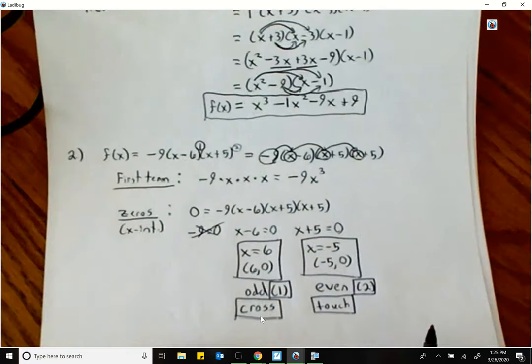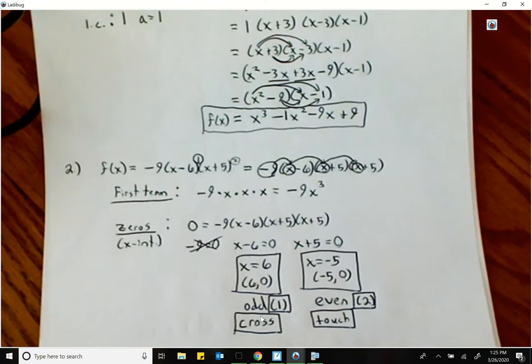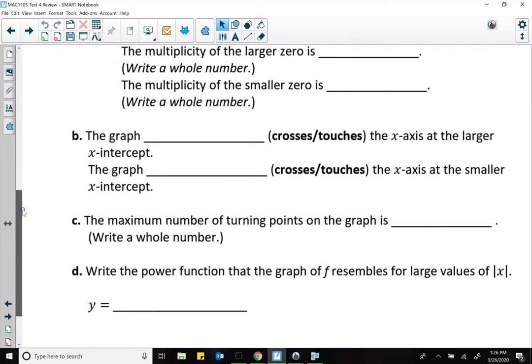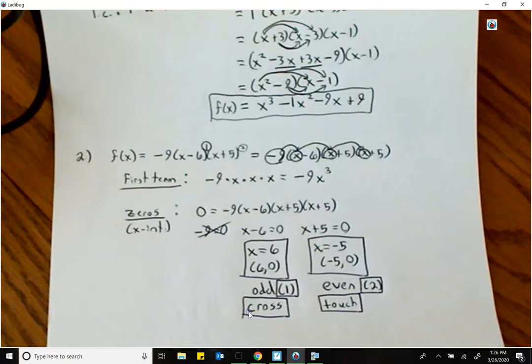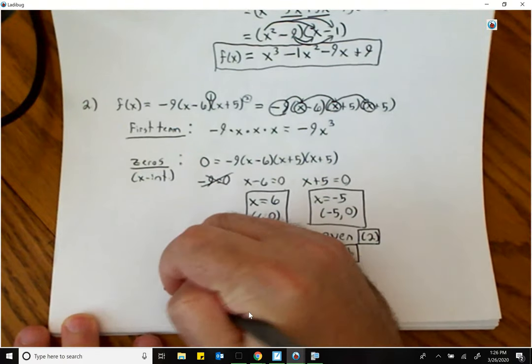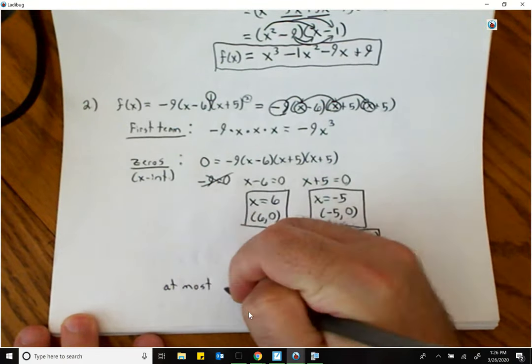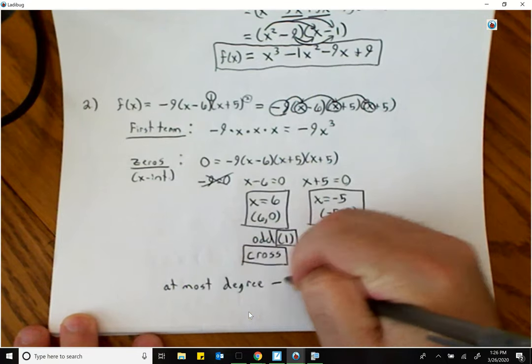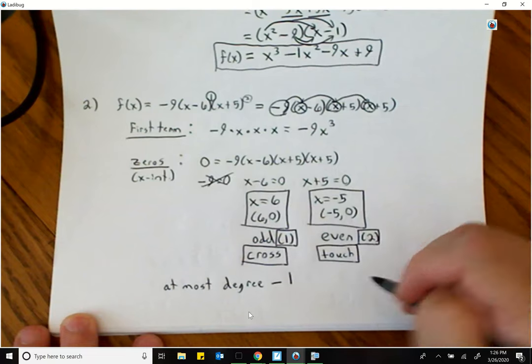Boxing in all those answers for you. All right. Let's jump to the next question. See, almost done. So the next one says, what is the maximum number of turning points? All right. Turning points. So the graphs have at most the degree minus 1 turning points.